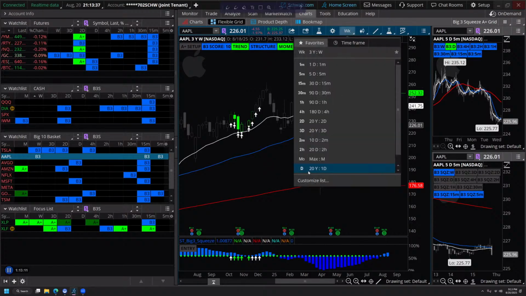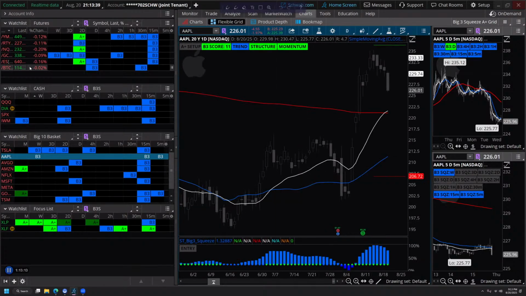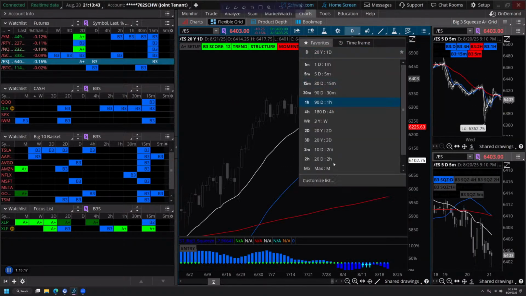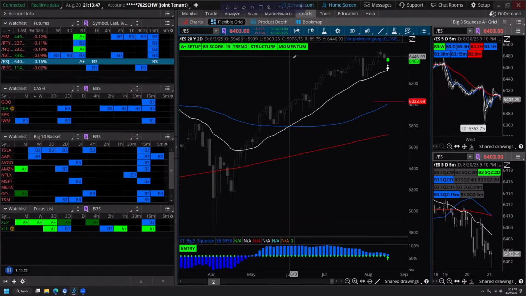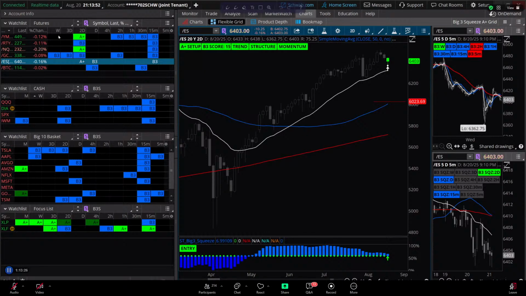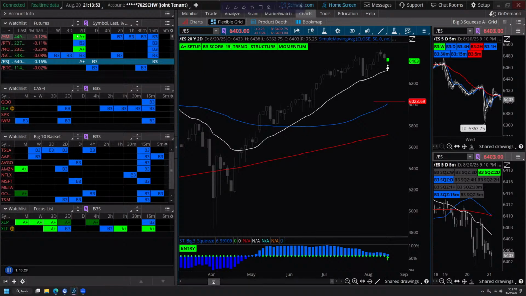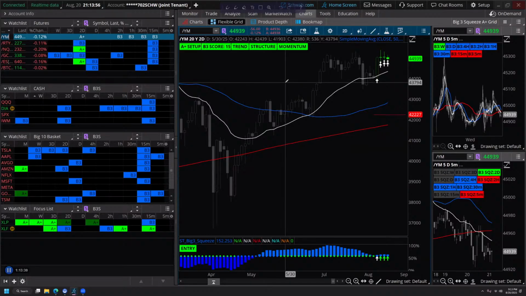But no, I love the futures. I really do. That being said, S&P futures on the 2-day time frame, I would buy that, but I wouldn't buy it yet. And I can teach you guys why I wouldn't buy it yet. The YM, 2-day squeeze, green arrow. I like that for a futures trade.